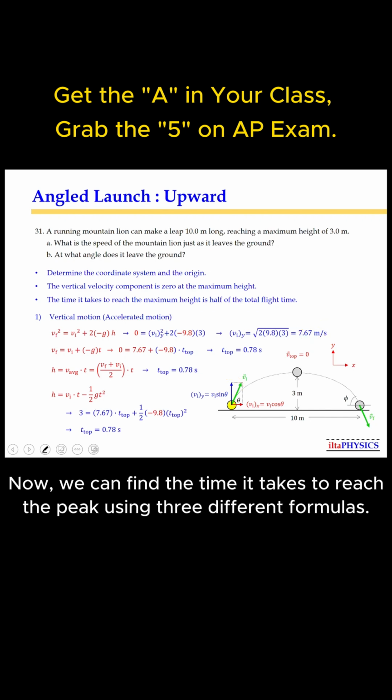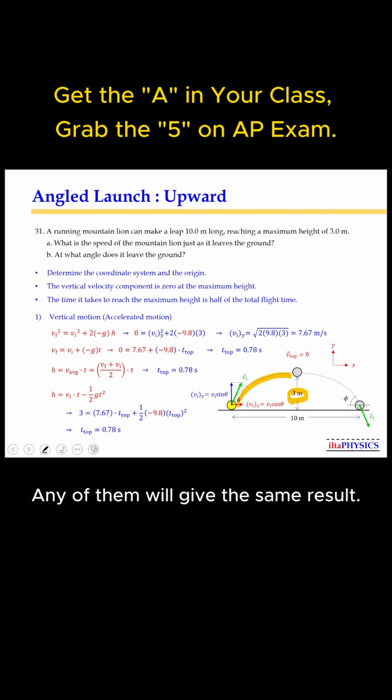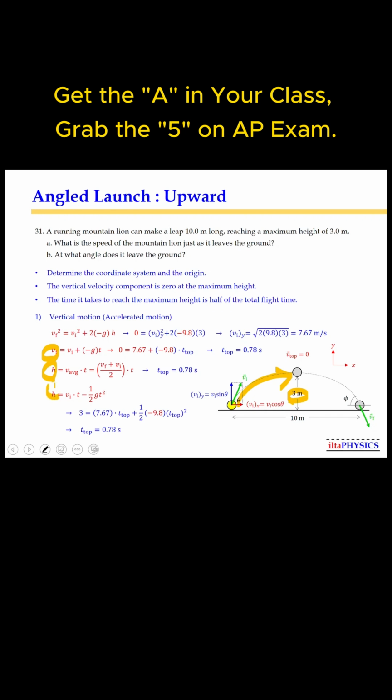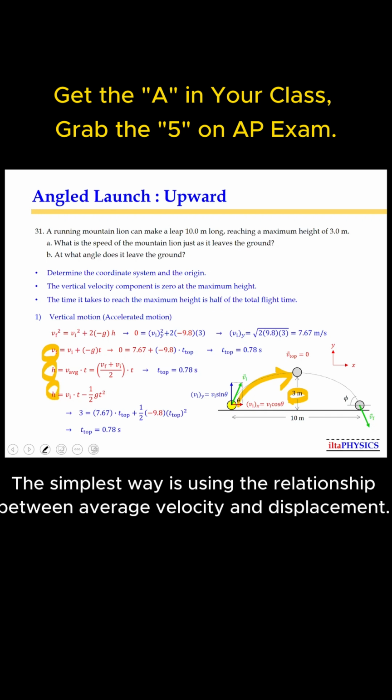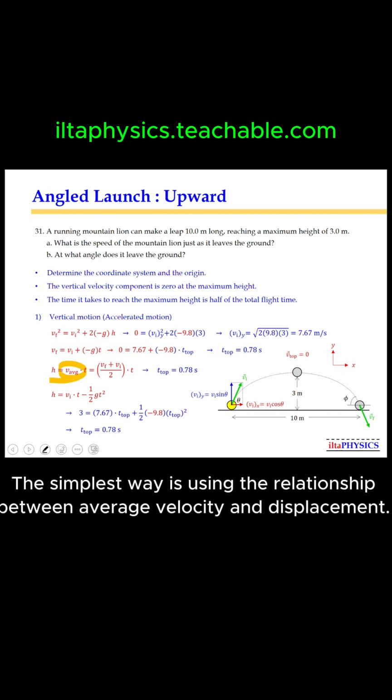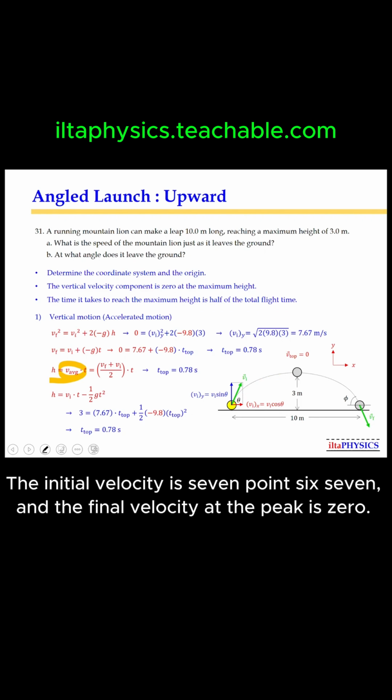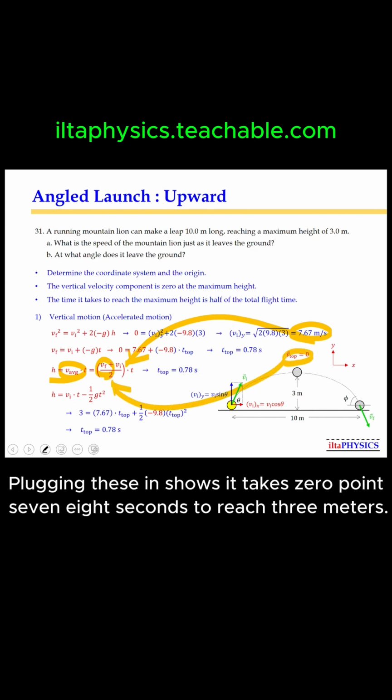Now we can find the time it takes to reach the peak using 3 different formulas. Any of them will give the same result. The simplest way is using the relationship between average velocity and displacement. The initial velocity is 7.67 and the final velocity at the peak is 0. Plugging these in shows it takes 0.78 seconds to reach 3 meters.